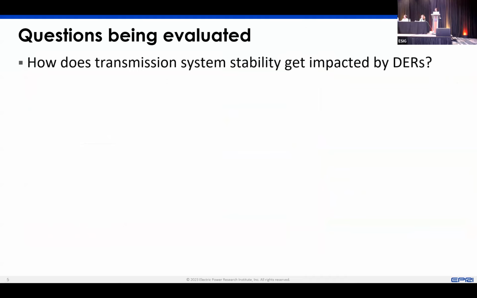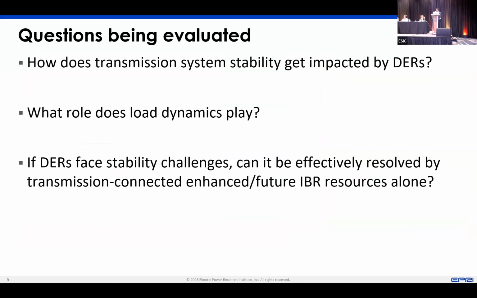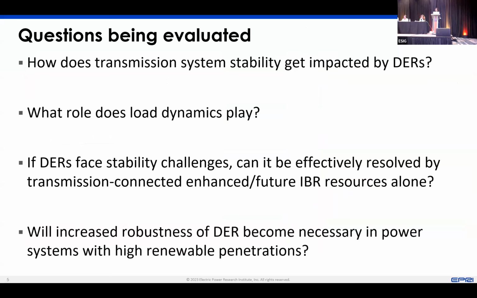So what we're essentially trying to evaluate is, how does the transmission system get impacted by DER? What role does load dynamics play? If DER in the distribution system face stability challenges, then is it the responsibility only of the transmission system to help those DER, or can the distribution system also help support their own?